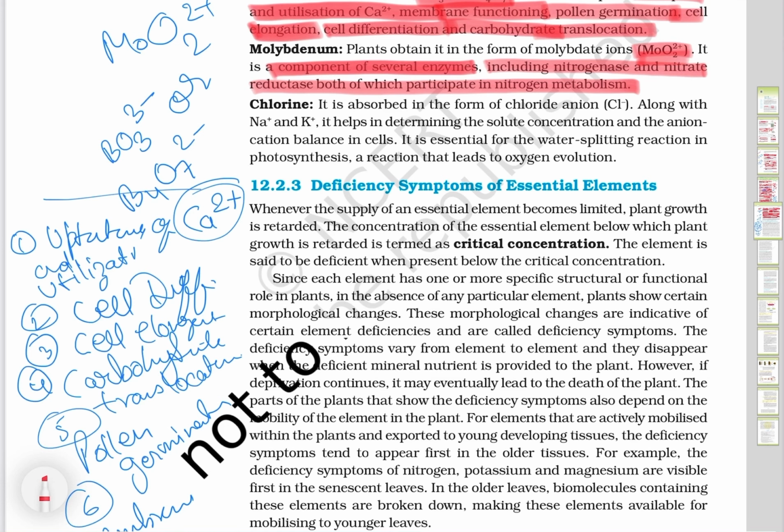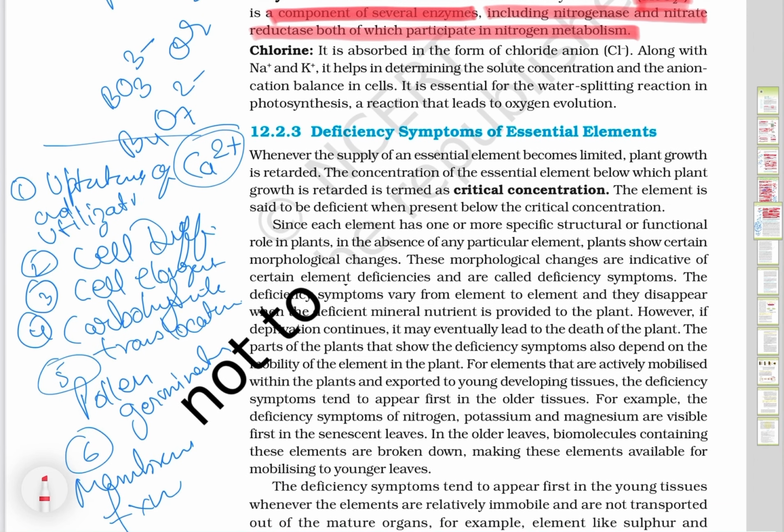Chlorine is observed in the form of chloride ion, along with sodium and potassium ions. It helps in determining the solute concentration and the anion balance in the cell.